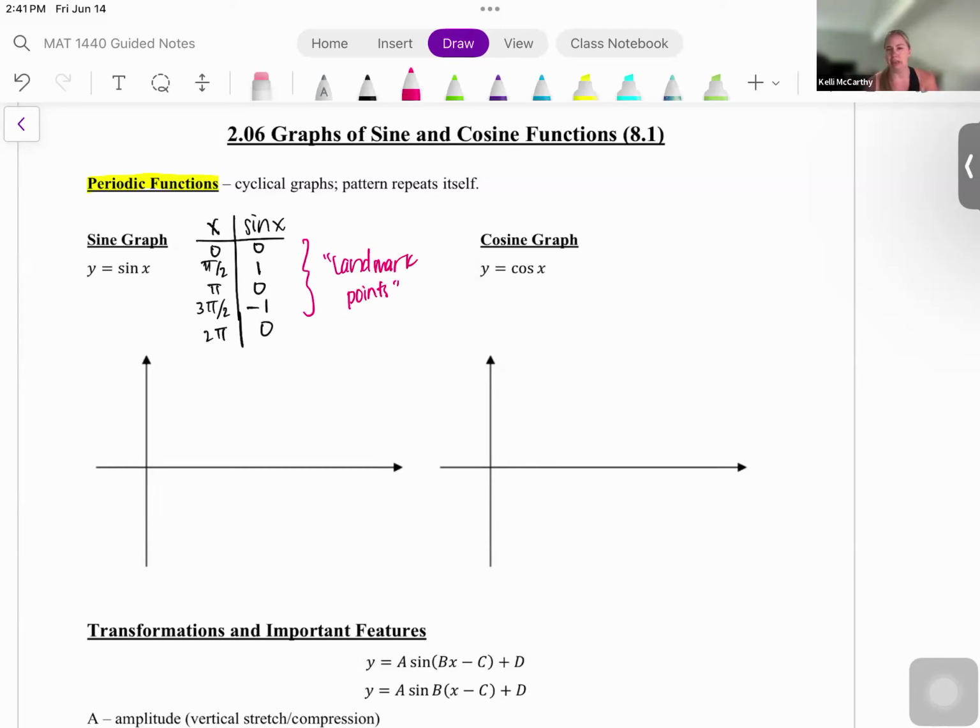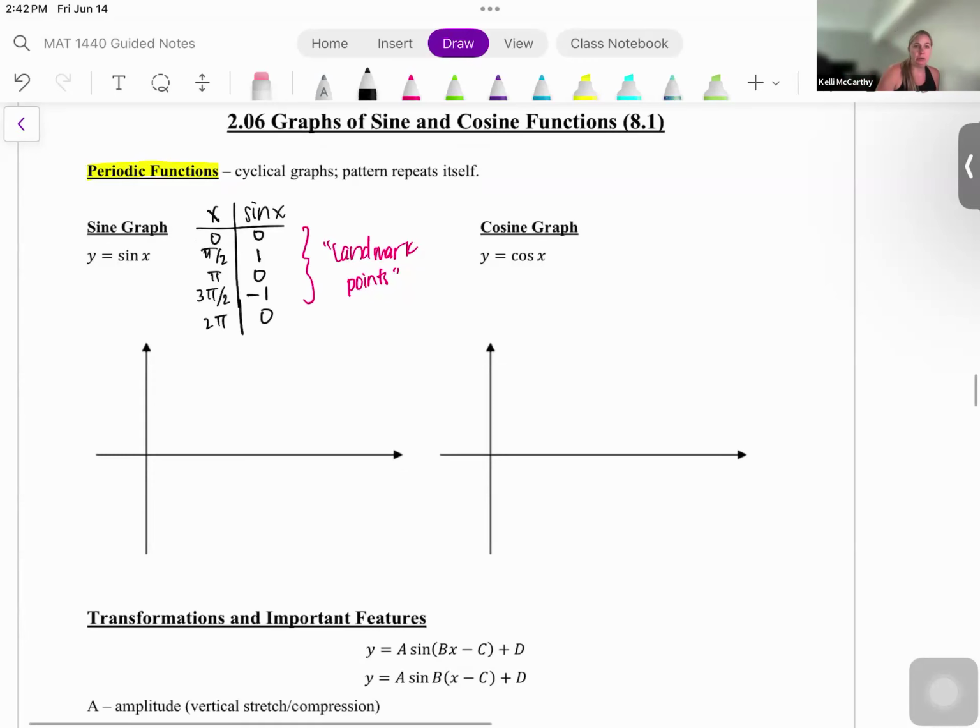Now, different people have different names for these special points, but essentially we're going to use these same 5 points to graph all trig functions, just implementing whatever transformations we need to do. So they won't be the same ordered pairs, but we're going to use these points to build off of those transformations.